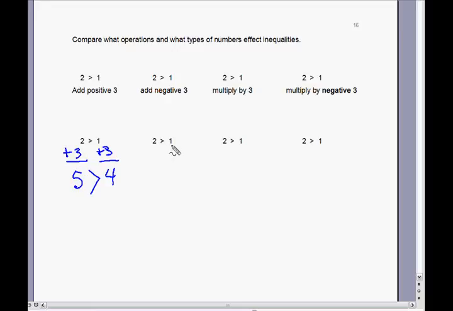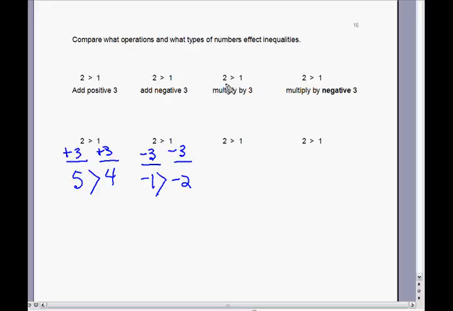Since we know that 2 is greater than 1, if we add negative 3 to both sides, we would have 2 plus negative 3 is negative 1, and 1 plus negative 3 is negative 2. And in fact, I would rather have only $1 that I owed than $2. So negative 1 is greater than negative 2.